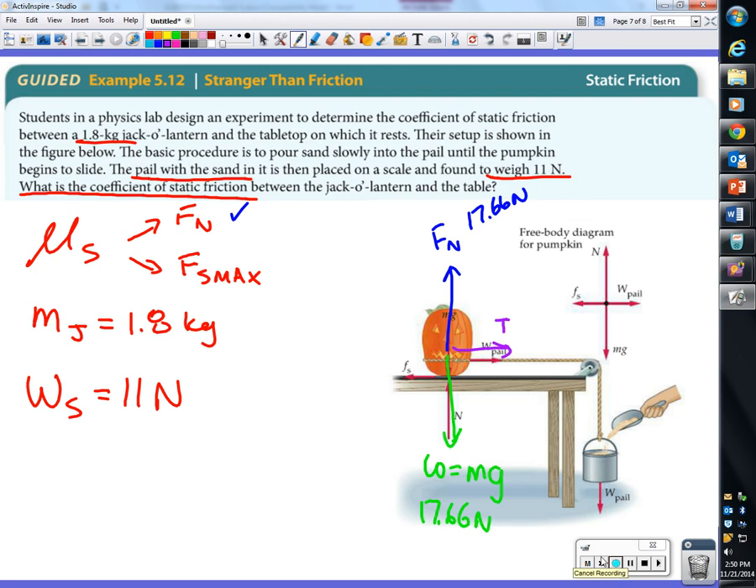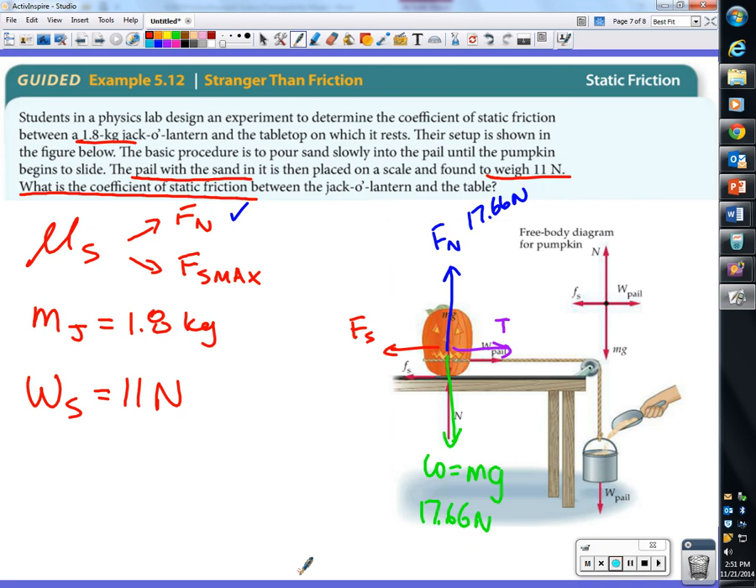Here's where we have to sort of not be false about things or make stuff up, but we have to kind of massage the details a little bit, okay? Up until the point when this jack-o'-lantern starts moving, what else has to be there? If we put sand in this pail and nothing happens, the jack-o'-lantern doesn't move, there is a static friction force. And if the jack-o'-lantern isn't moving, how big does that static friction force have to be?